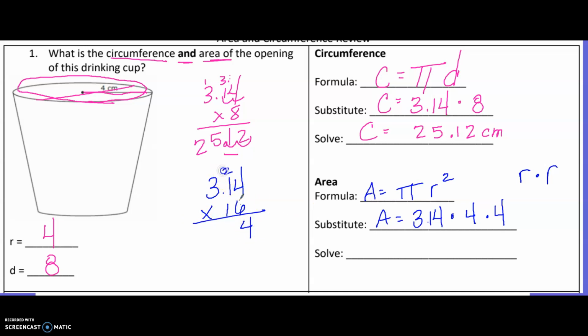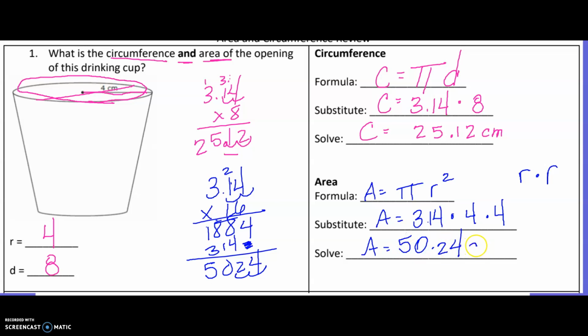6 times 4 is 24. 6 times 1 is 6, 7, 8. 6 times 3 is 18. Leave a placeholder. And then we have 3, 1, 4. Add them up. 3, 4, 5. 5024. 2 numbers behind the decimal here. So A equals 50.24, and area is always units squared.